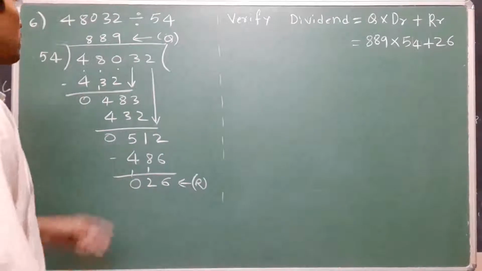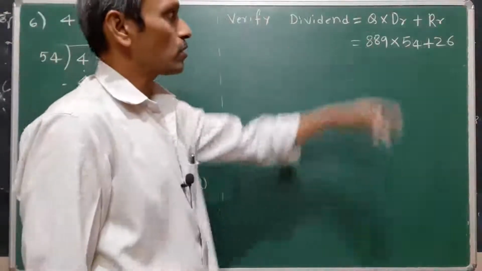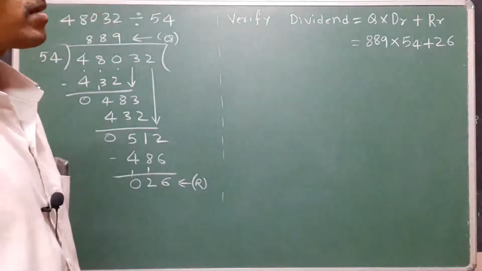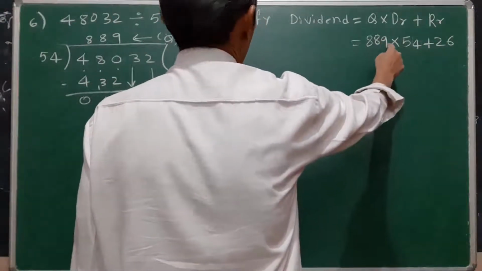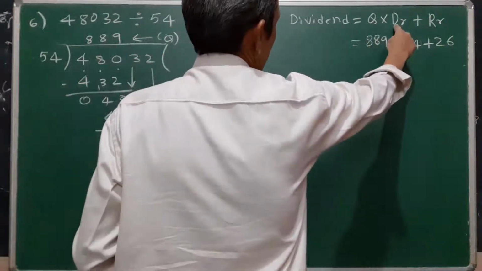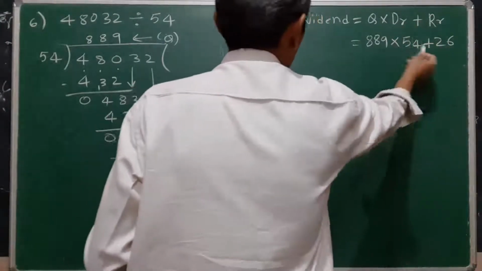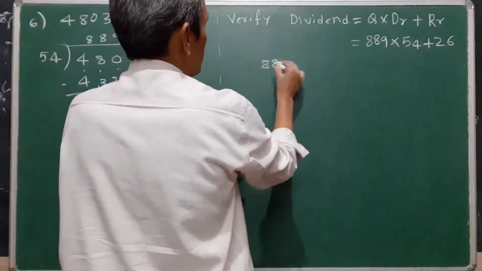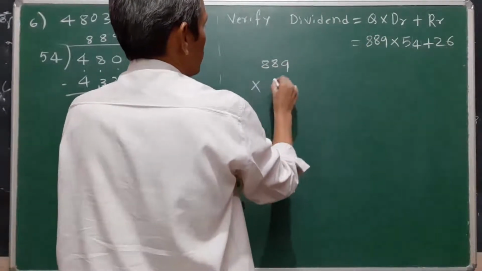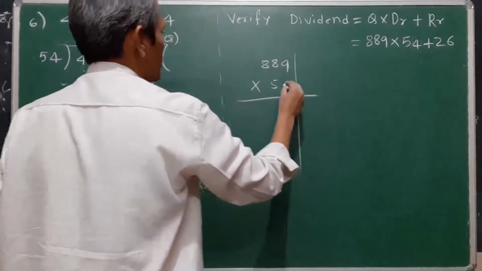Now we will verify this quotient and remainder in this division process. By using this formula, dividend is equal to quotient into divisor plus remainder. After adding values to this formula, 889 is the quotient and divisor is 54 plus remainder is 26. First we will multiply this quotient and divisor, that is 889 into 54.